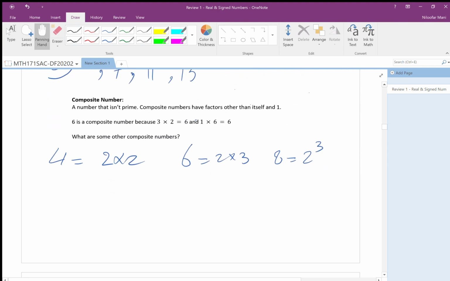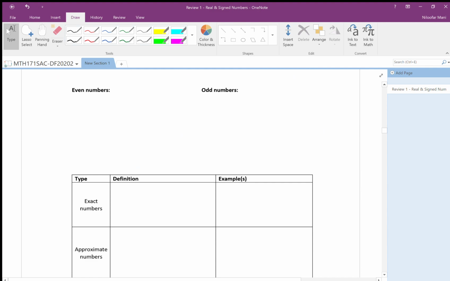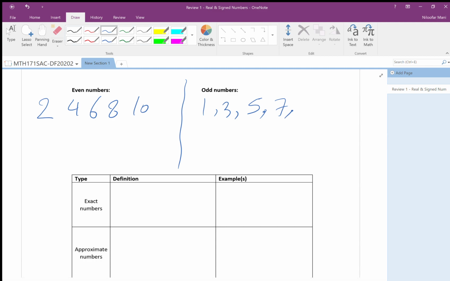What are some other types of numbers? I wrote them here. Even numbers and odd numbers. Even numbers are just multiples of 2, like 2, 4, 6, 8, 10. And odd numbers 1, 3 are not divisible by 2. I cannot divide them by 2, I have a leftover. So 1, 3, 5, 7. Some books also consider negative numbers, negative 2, negative 4, as even numbers, and also -1, -3 as odd numbers.